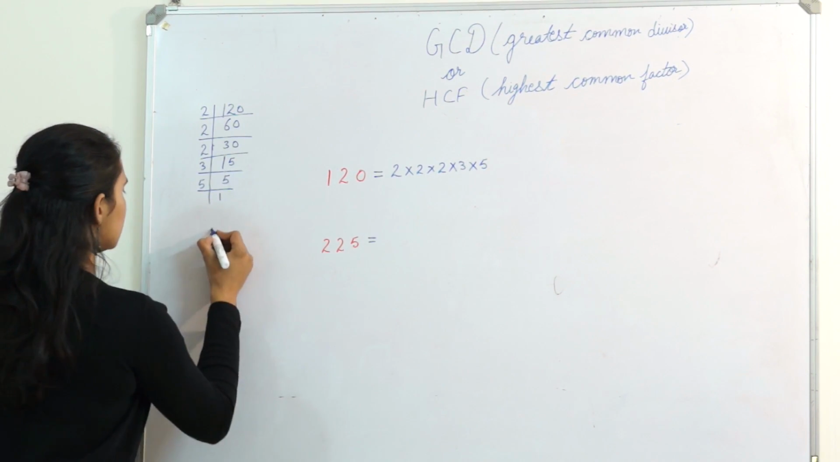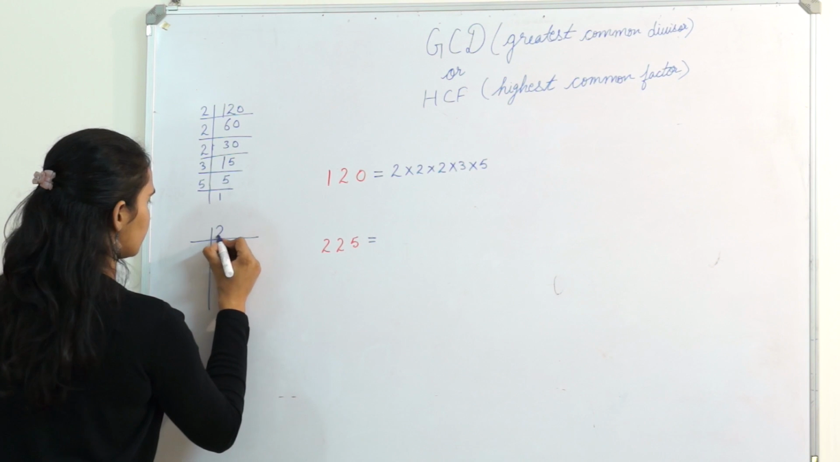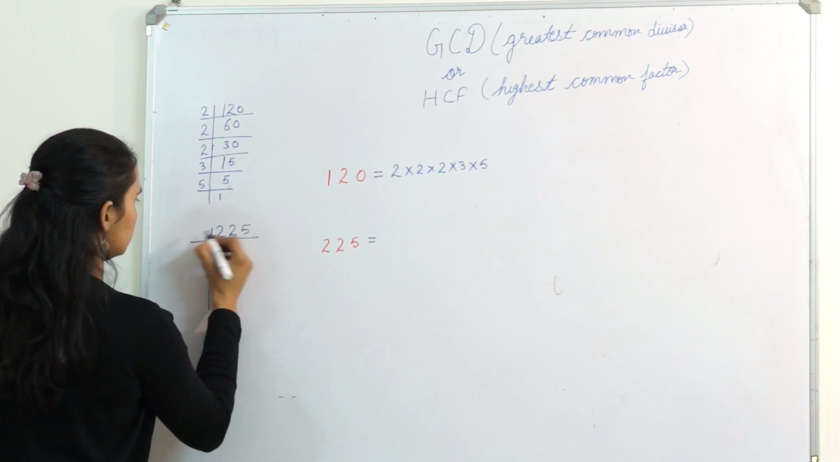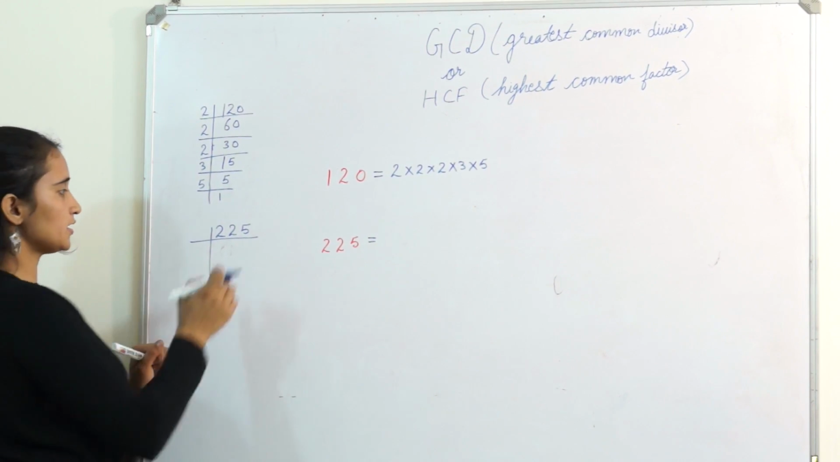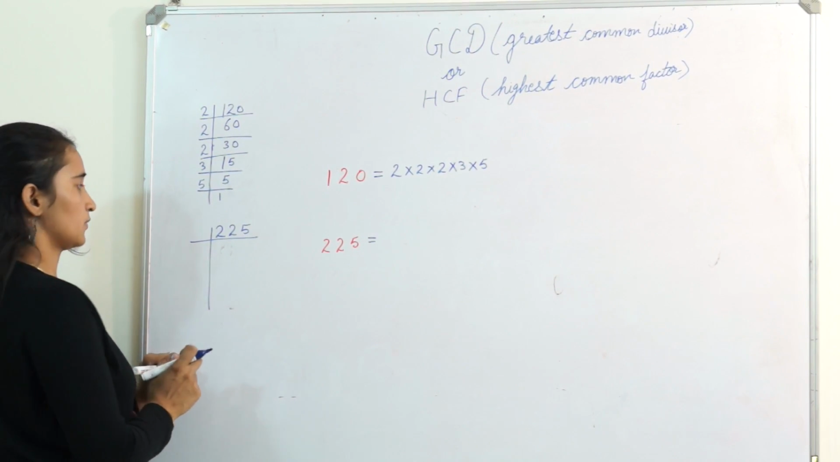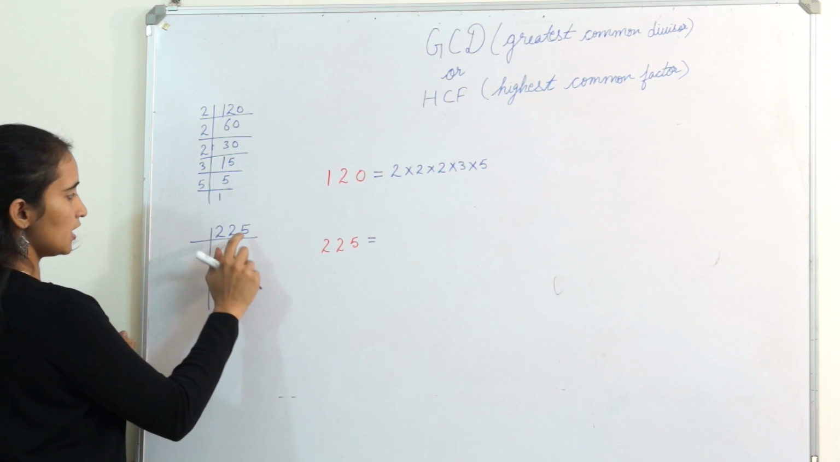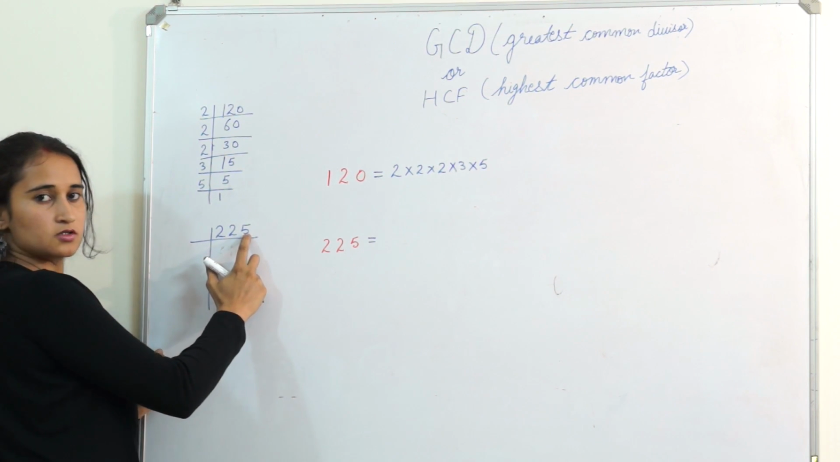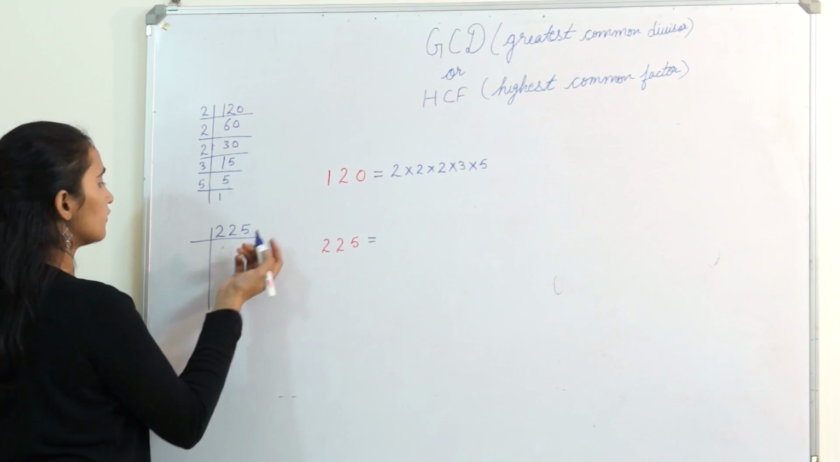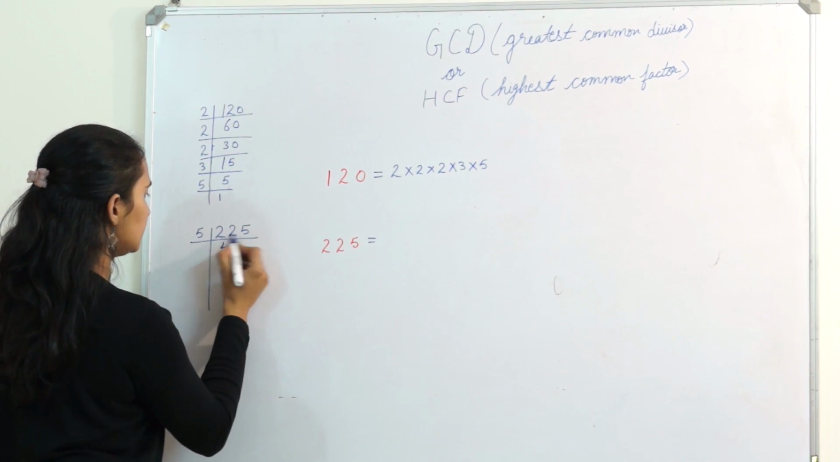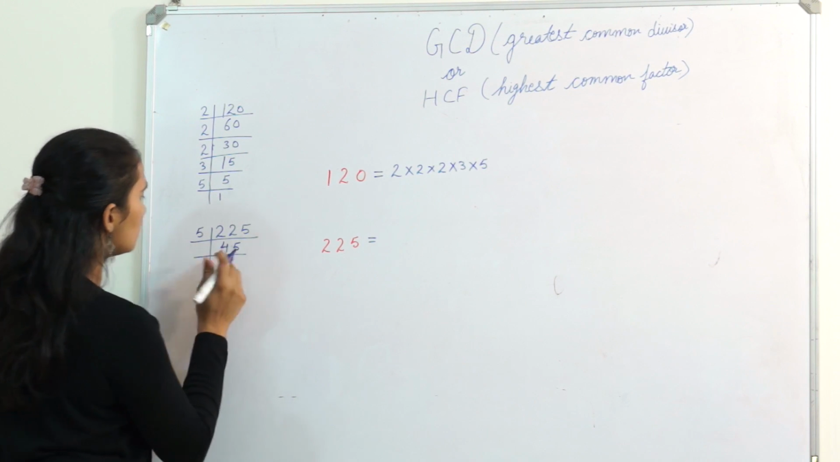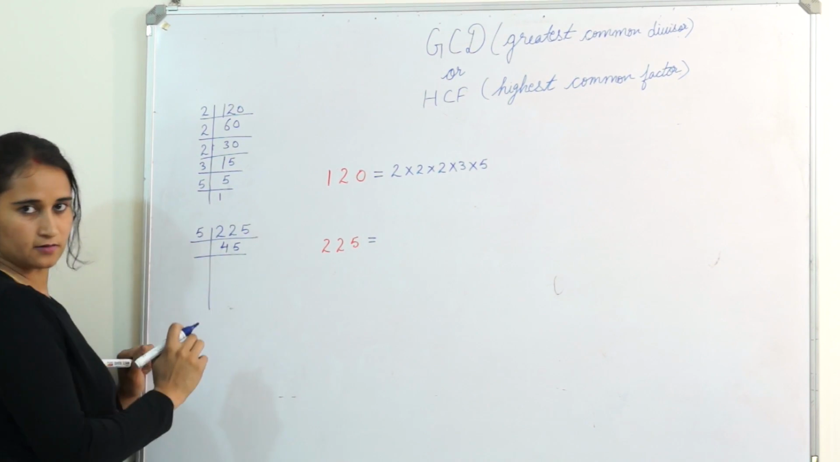Now let's do it for 225. Now 225 is an odd number. It is not divisible by 2. Let's see, because it's ending with 5, according to divisibility rules we can divide it by 5. 5 4s are 20 and 5 5s are 25. Yes, 45 into 5 is 225.